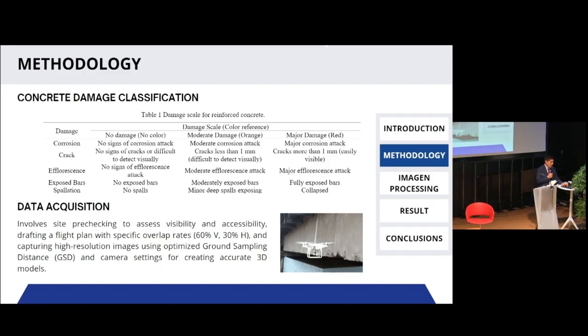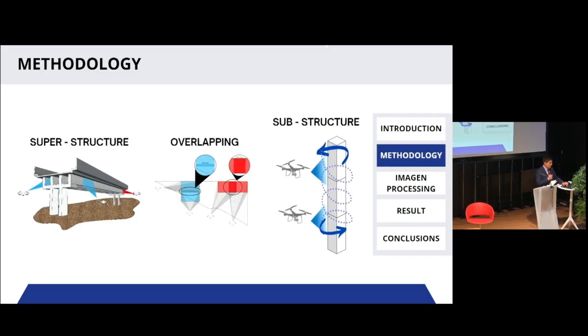Then we have the data acquisition, and we use a UAV machine, a drone, and we consider overlap rates of 60% vertical overlap and 30% horizontal overlap. And we consider a distance of 1 meter, because we need to optimize the ground sample distance. And you can see how we get the data in the superstructure, the overlapping, and the substructure.